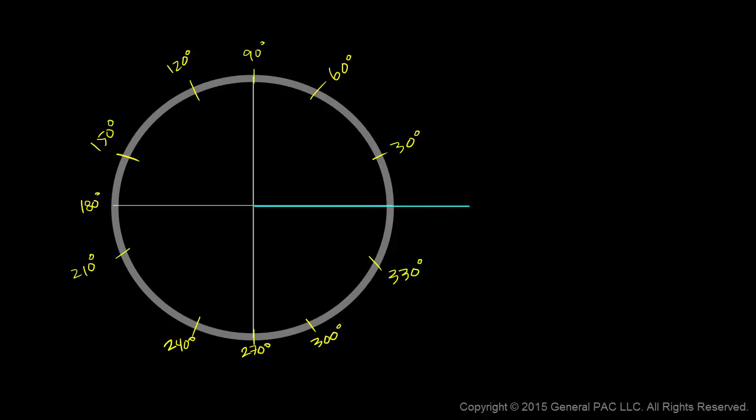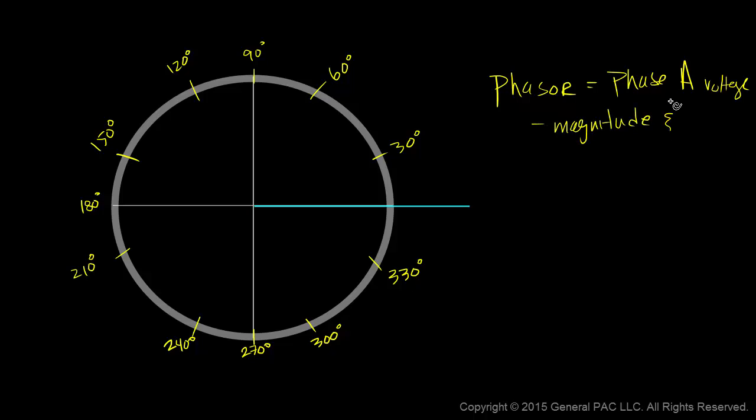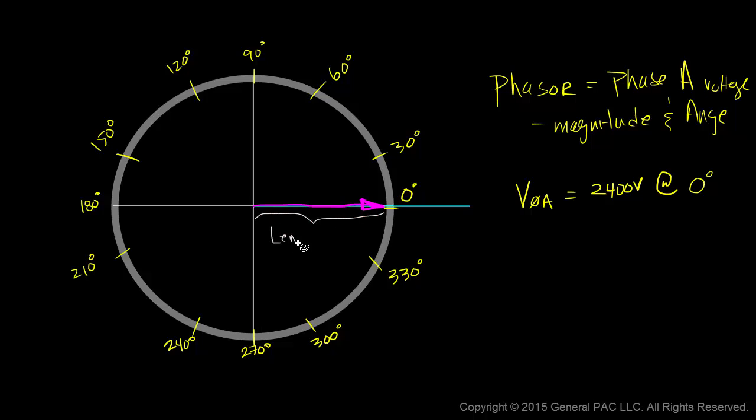Okay, so first we'll draw a phasor which we'll call phase A voltage. When thinking about a phasor, the magnitude and angle of that phasor should be very apparent. So suppose phase A voltage equals 2400 volts at 0 degrees. We'll represent phase A voltage by drawing a line starting at the origin and ending at the 0-degree mark. So the actual length of this phasor represents the magnitude of phase A voltage. And we're assuming that the magnitude of phase A voltage equals 2400 volts. So in other words, the length of the phasor represents 2400 volts.